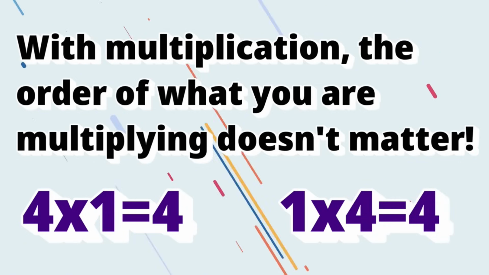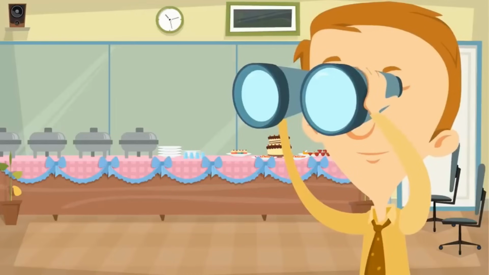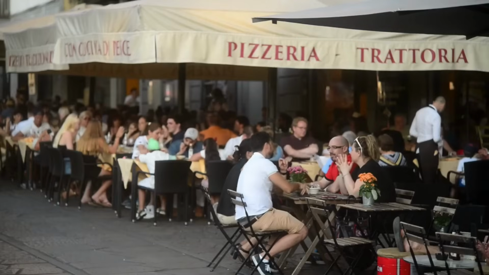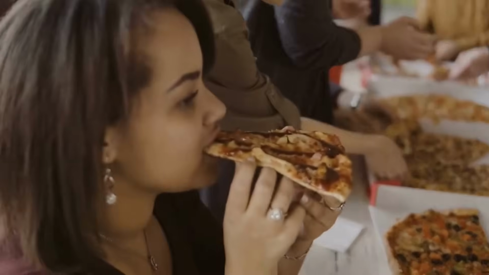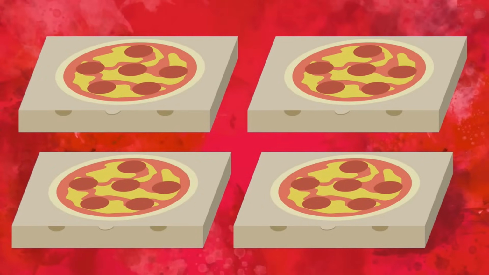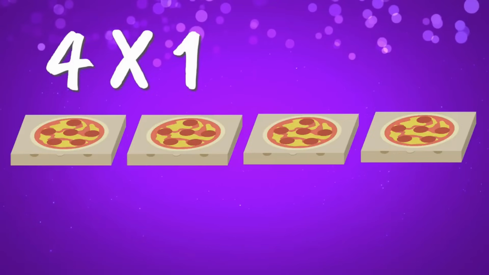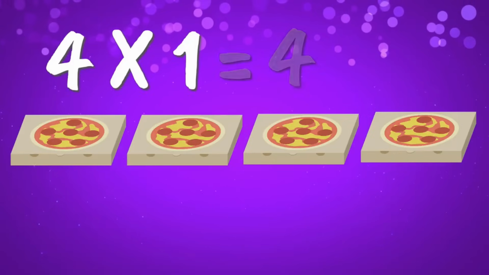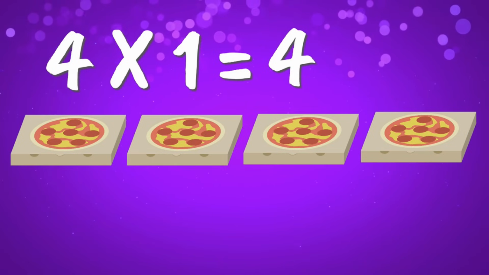The answer is 4. I'll show you with pizzas, okay? Let's say there's going to be a big party, right? And a pizza place has a 4 pizza deal. It's a special deal that gets you 4 whole pizzas at a lower price per pizza. You get 1 4 pizza deal. It's 4 times 1. The number 4 once. 4 times 1 equals 4. So you have 4 pizzas.